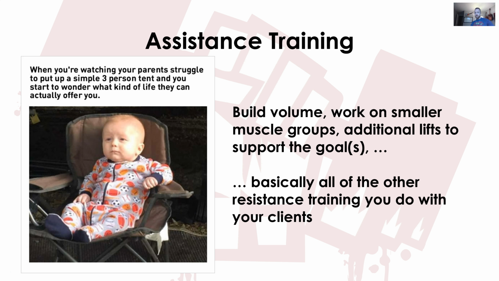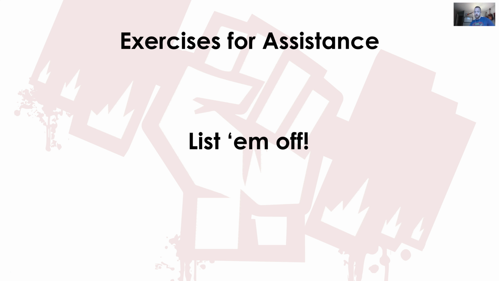So assistance training. This is where we're going to build volume. This is where we're going to work on smaller muscle groups, additional lifts that support the goal. Basically all of the other resistance training that you do with your clients. So what would that be for you? Coffee break. Think about it. What exercises would you give your clients for assistance training? Cheat sheet. You could look at the Strength of Action program, typically workout E.